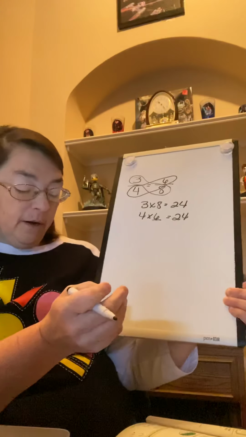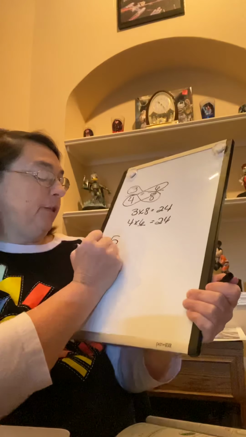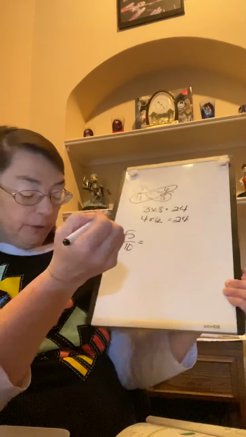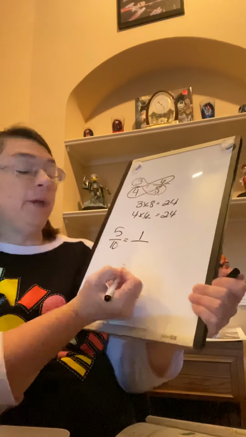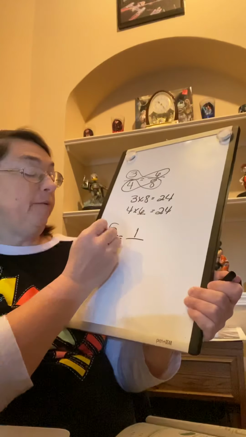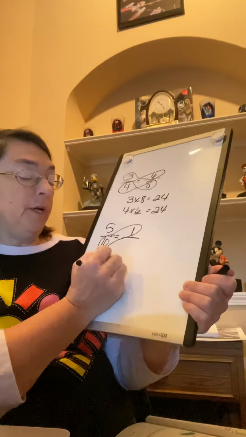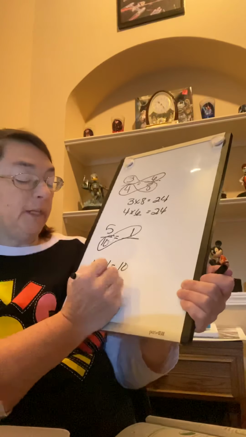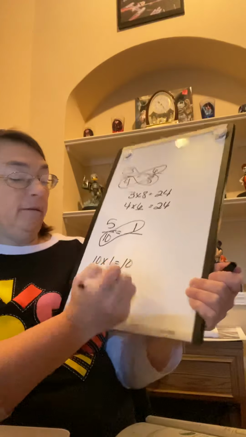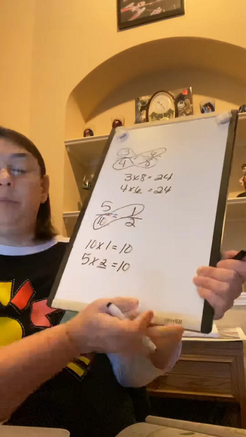All right, number 7. I had 5 over 10 equals 1 over blank. Again, I can do the butterfly. 10 times 1 equals 10. 5 times what equals 10? So 5 times 2. So the bottom number would have been 2.